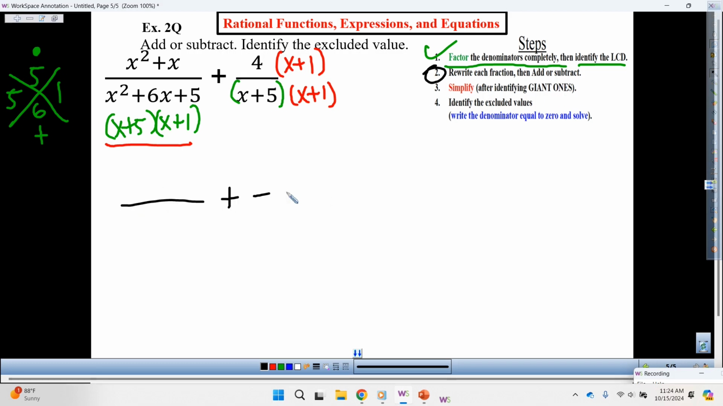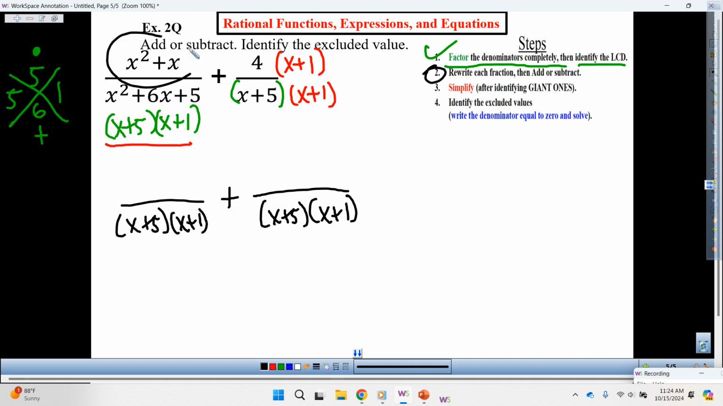So, x plus 5, x plus 1, x plus 5, x plus 1. What do we have in the numerator for this one? X squared plus x. So far so good, yes? What do we have here? Distribute, distribute, so that leaves us with 4x plus 4. Hands, if you got it right there. All right. Step 2, almost done.